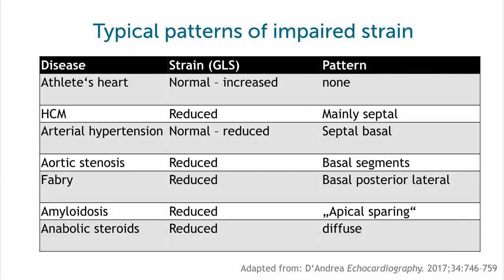In aortic stenosis, we also find an impairment of the basal segments. In Fabry's disease, we find basal or posterior lateral involvement and a reduction in the strain. In amyloidosis, we have even a typical appearance, the apical sparing. I'm going to talk about this a little bit later. And also in anabolic cardiomyopathy, we can find a diffuse impairment of myocardial function. Can you show us maybe some examples?